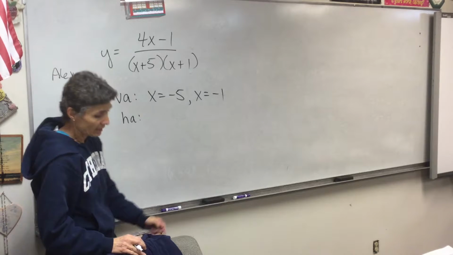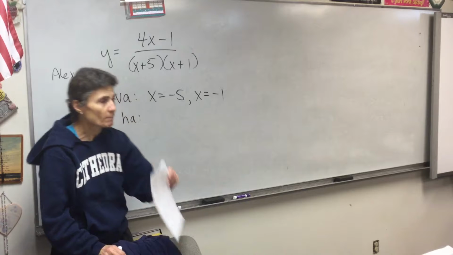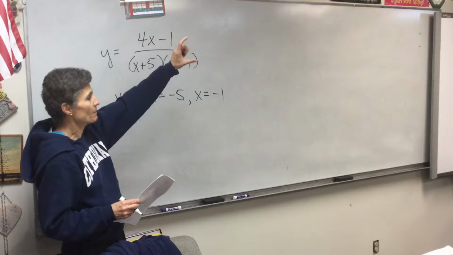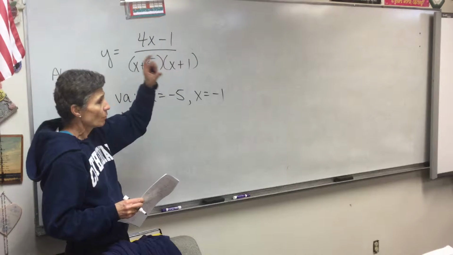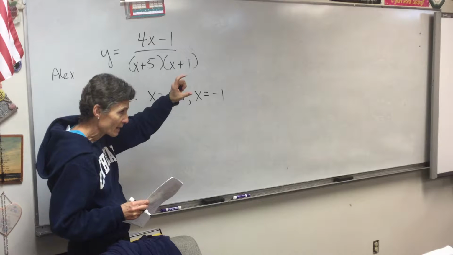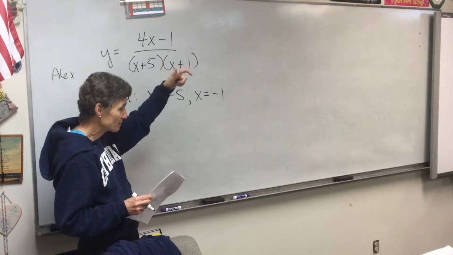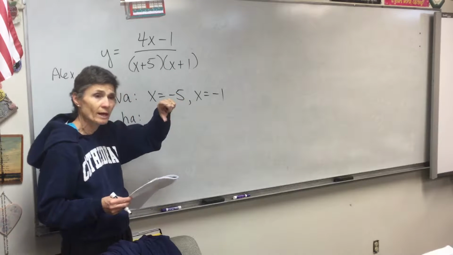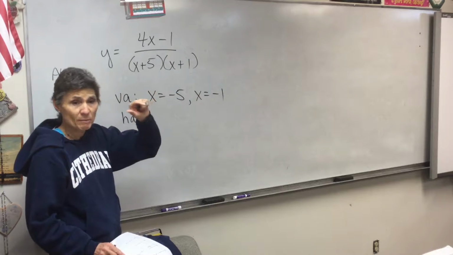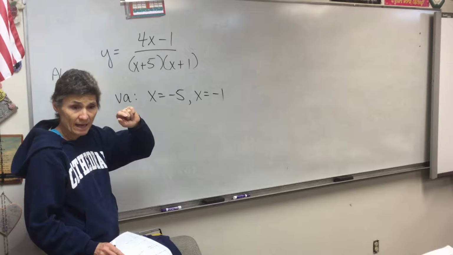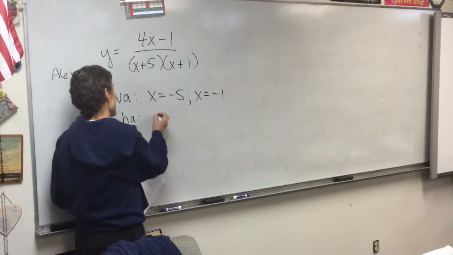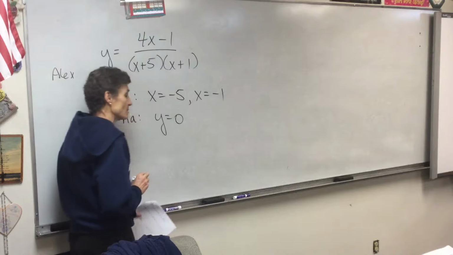My horizontal asymptote comes from comparing the top X's and the bottom X's. What do you notice about the bottom X's? They're bigger than the top. The top is plain X, the bottom is X squared. Whenever the bottom is bigger, the asymptote is at 0. So the horizontal asymptote is at 0.